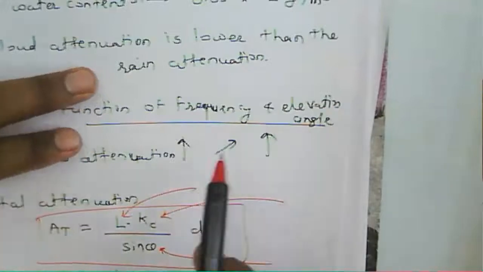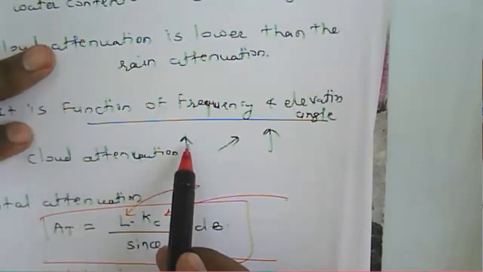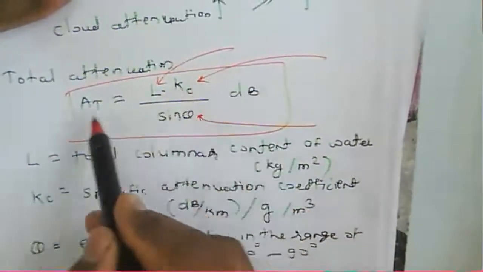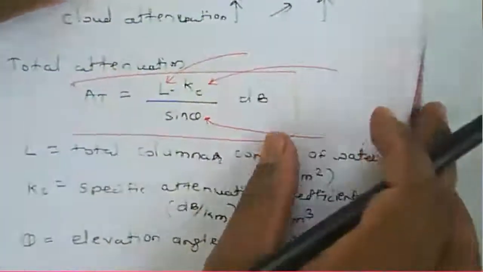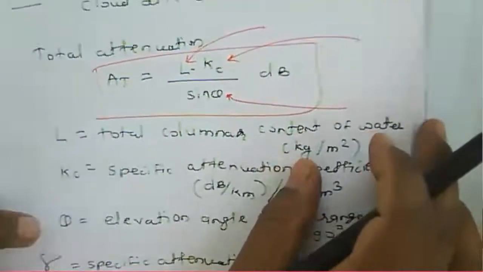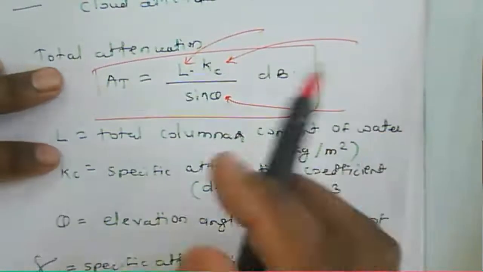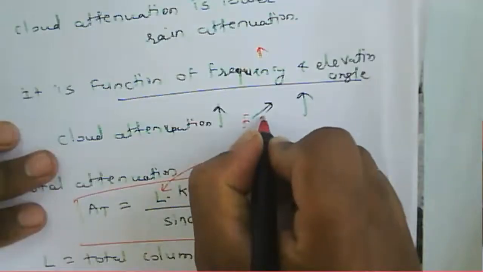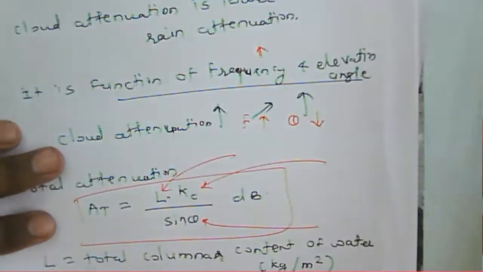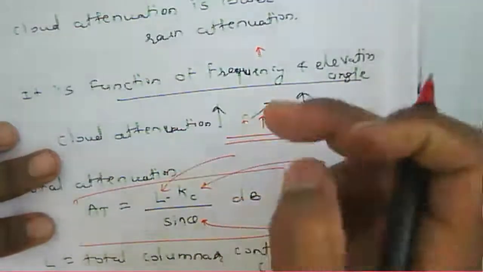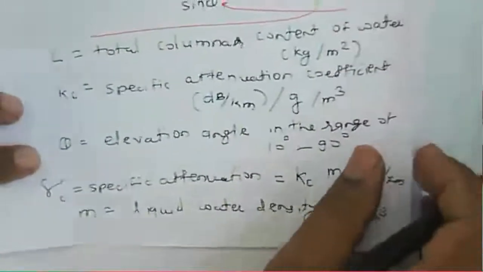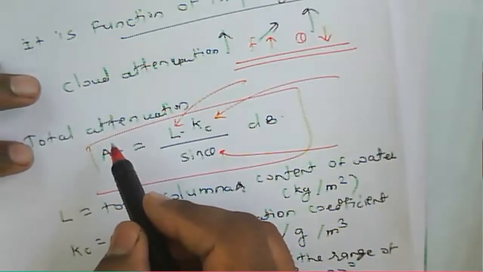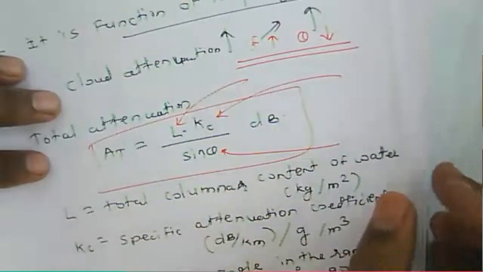Cloud attenuation is a function of frequency and elevation, and it increases if the frequency and elevation angle change. If the frequency changes, your cloud attenuation changes. Cloud attenuation increases if the frequency increases, and the elevation angle decreases. So that is why the total attenuation is a function of frequency for different elevation angles.